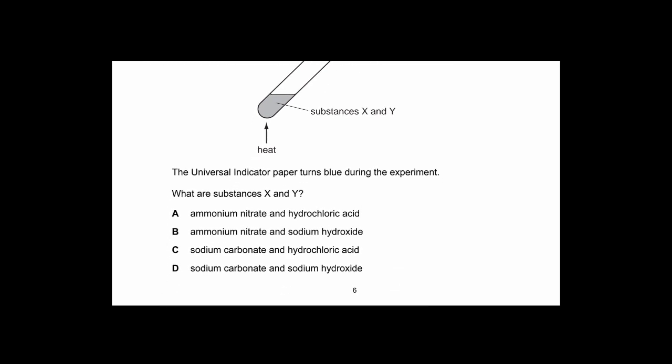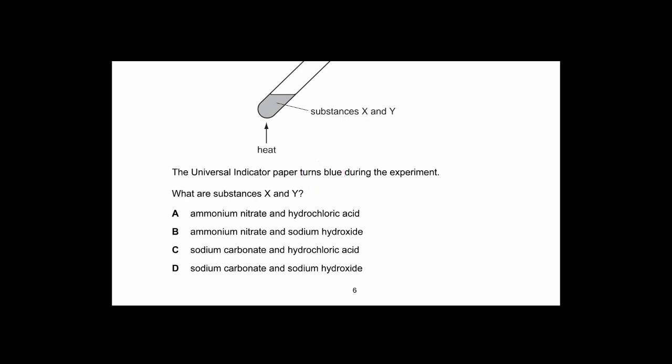The universal indicator paper turns blue during the experiment. Now, our target is this color change. Here they are telling us that after the reaction there was a color change on our indicator. We are being told that the color changed from its original color to blue. And the substance which is able to change the color to blue should be a basic substance.